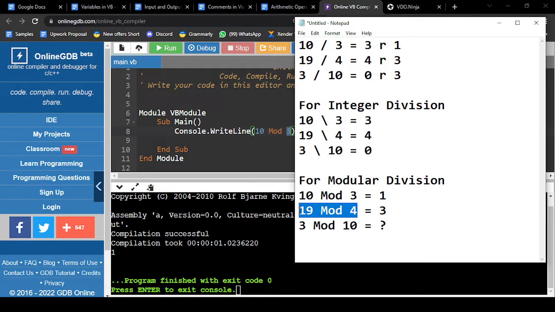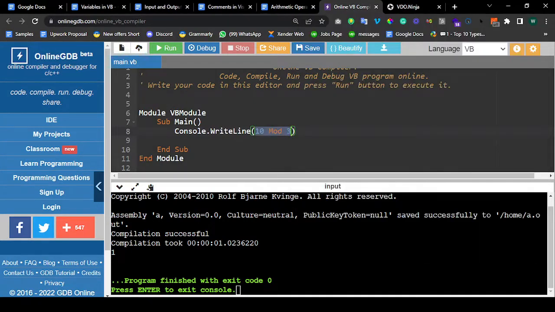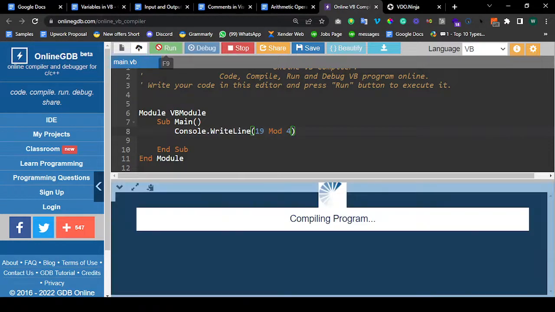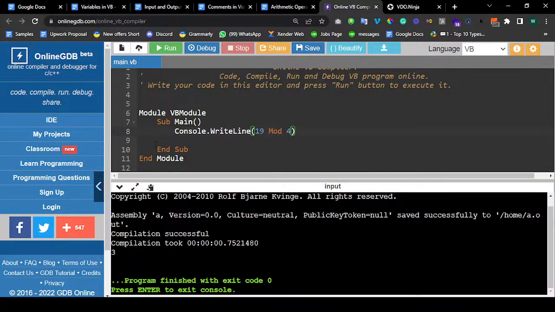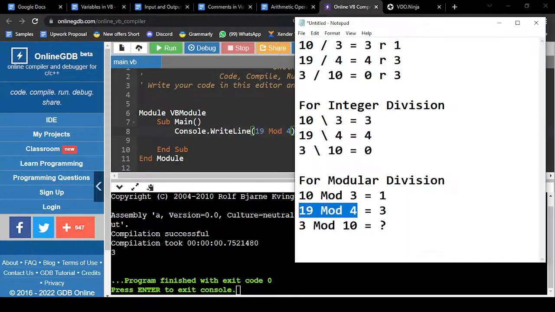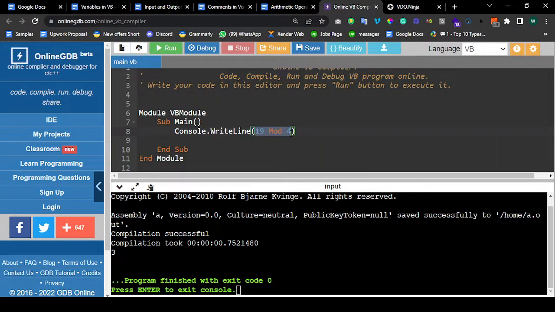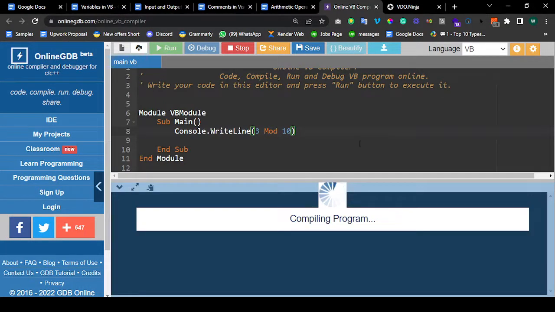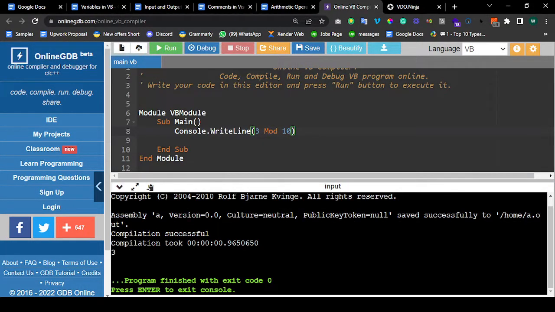So the second one is 19 mod 4. Paste it and run it. What is it showing? You see, I'm having 3 over here, and this is supposed to be 3 as well. Run it. Okay, you see, it's giving me 3. Okay, this is working.